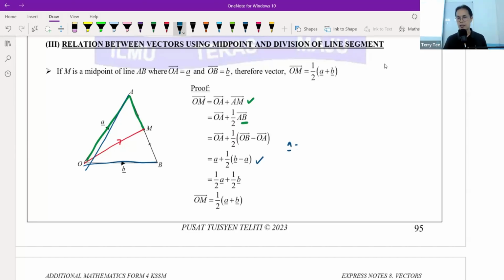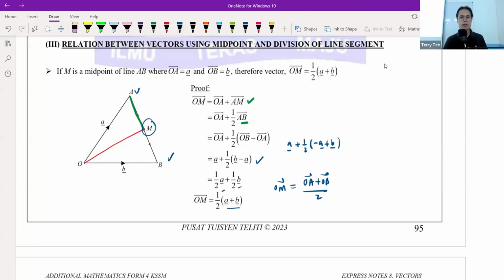So it's actually the same as A plus half of minus A plus B. So when you expand the bracket, A minus half A, you get half A. Then you get half B. If I factorize it, it's just half of A plus B. So it's actually a shortcut: OA plus OB divided by 2. You see, if M is the midpoint of AB, then vector OM is just half of OA plus OB.